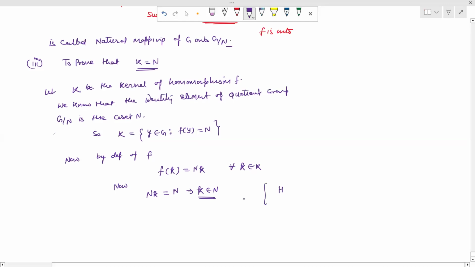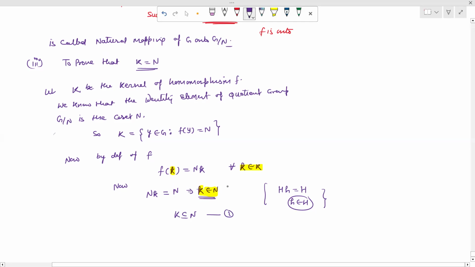By using the result Hh is equal to H, if and only if h belongs to H. So we remember this theorem. When Nk equals N, this means that small k also belongs to N. So we take the element k which belongs to K, but now this k is an element of N. So we can say that K is a subset of N. All the elements of K are elements of N. So we take this as equation number 1.